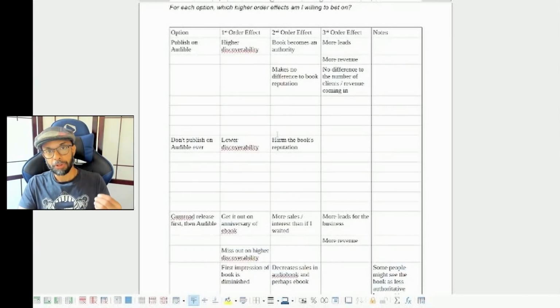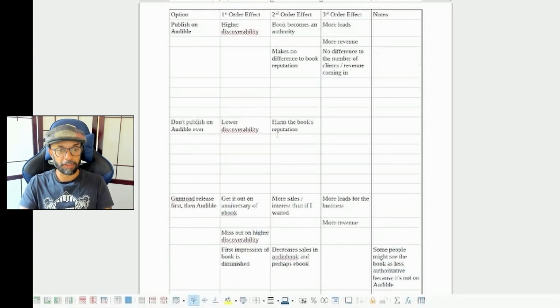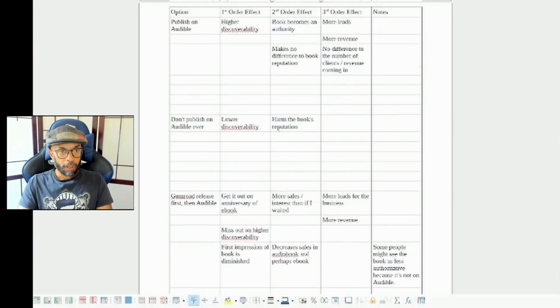Let me show you how the what would you bet part plays into this. So I look at these different effects, mainly whatever the last order effect is here, so the third order effect, and I think, would I be willing to bet on this chain happening? So let's see. In terms of thinking about if I publish on Audible and I get higher discoverability, the book becomes an authority and I get more leads. That seems quite likely, right? So I'll keep that in there.